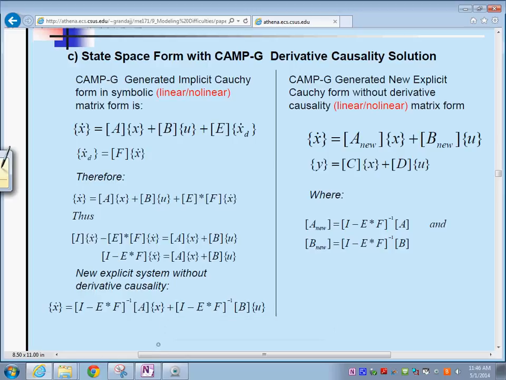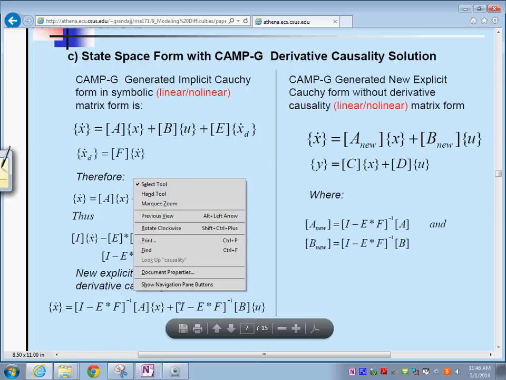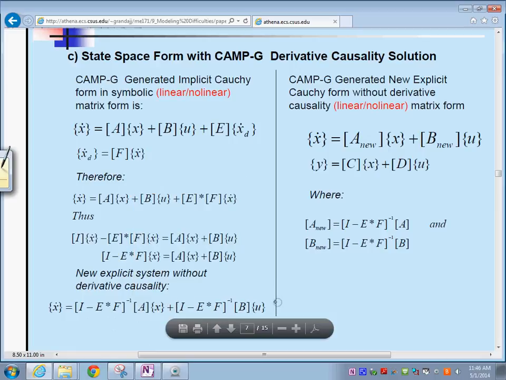At this point you have produced this would become a new A matrix. This would become a new B matrix, like this. So there it is. So you have x dot equals Ax plus Bu, and in here of course you have the outputs, and then you will have this new A and the new B matrix.